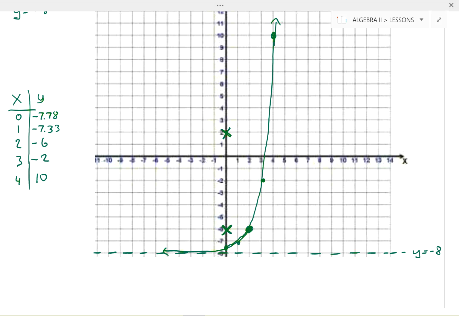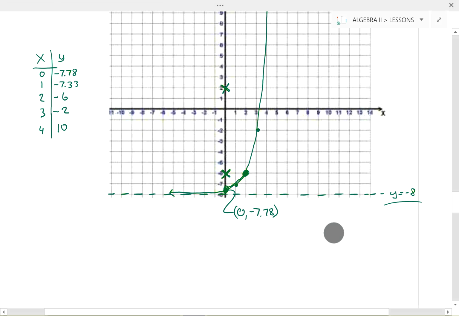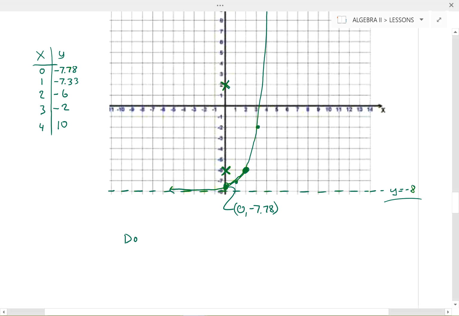So h and k don't necessarily change the look of it, they change the location of it. It still has the same look of an exponential equation, but it's been shifted around. Now, there's a couple things that we want to do with this. First thing is label our horizontal asymptote, which we already did. Second thing is we want to label our y-intercept. So our y-intercept here is the point (0, -7.78). Okay. What we also want to do is label our domain and our range.